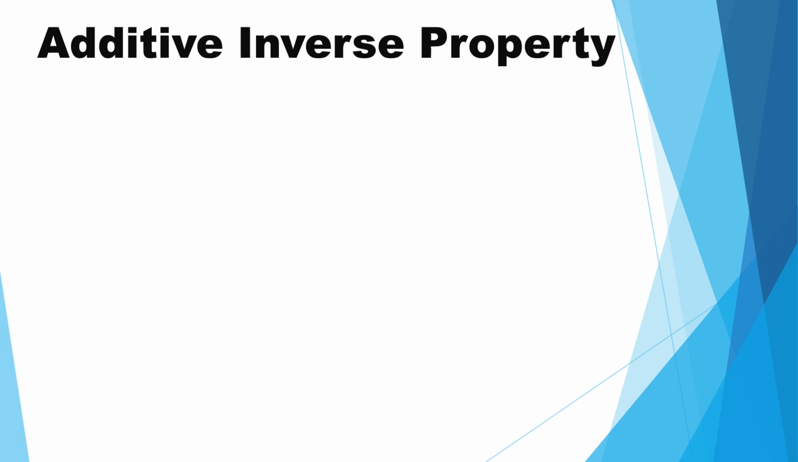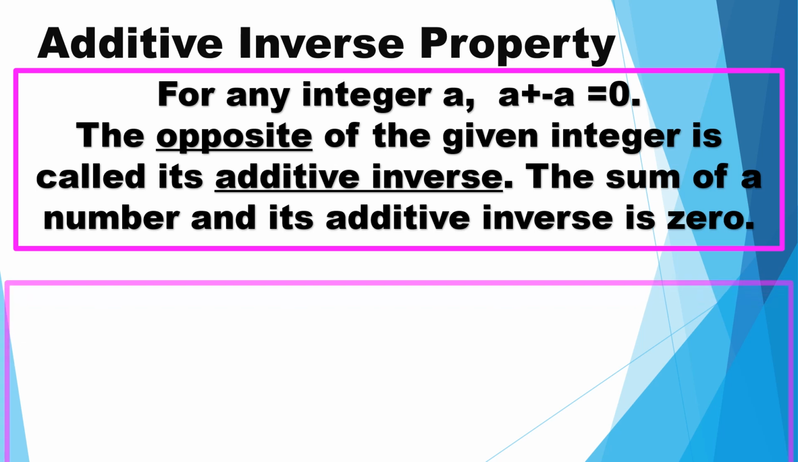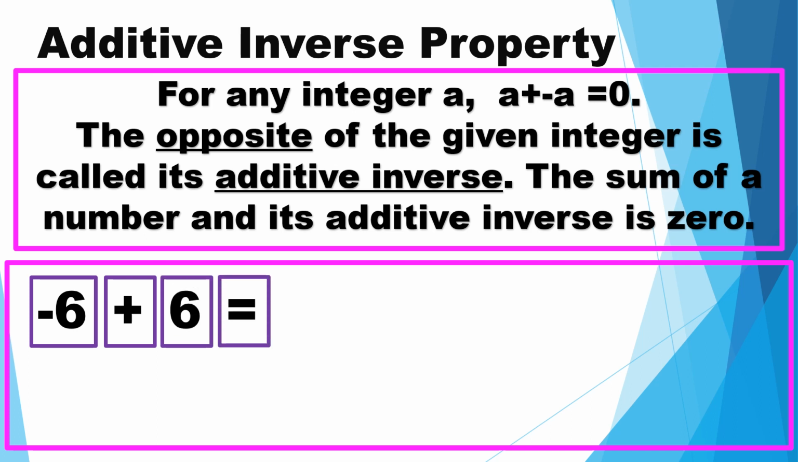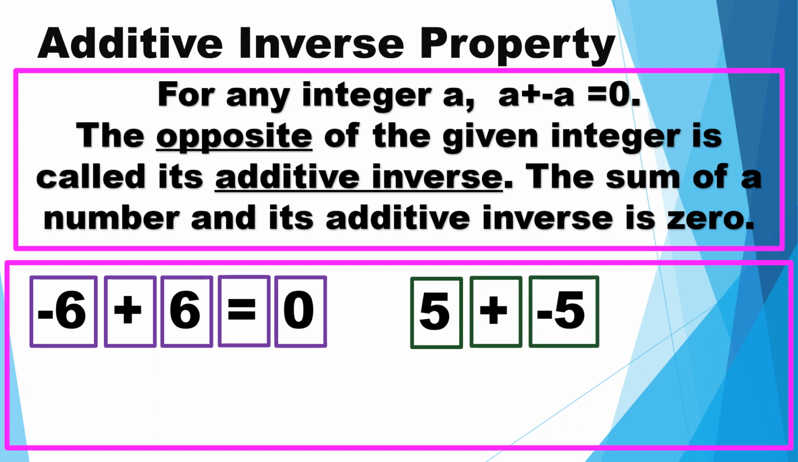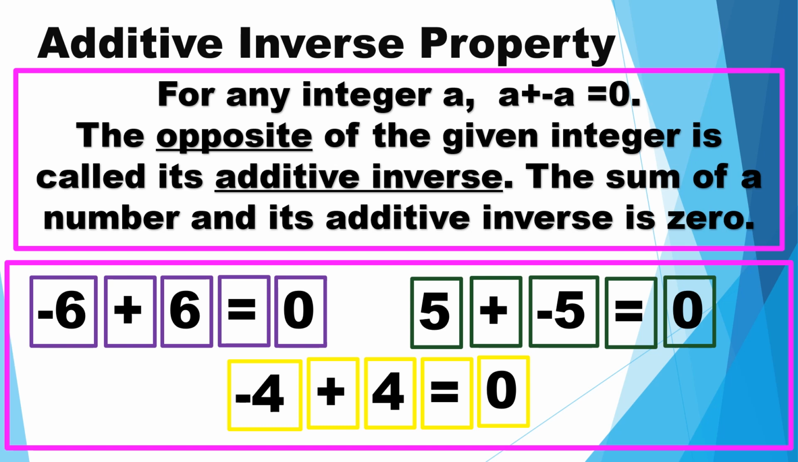Additive inverse property. For any integer a, a plus negative a is equal to 0. The opposite of the given integer is called its additive inverse. The sum of a number and its additive inverse is 0. Let us have an example. Negative 6 plus positive 6 is equal to 0. Positive 5 plus negative 5 is equal to 0. Negative 4 plus positive 4 is equal to 0.